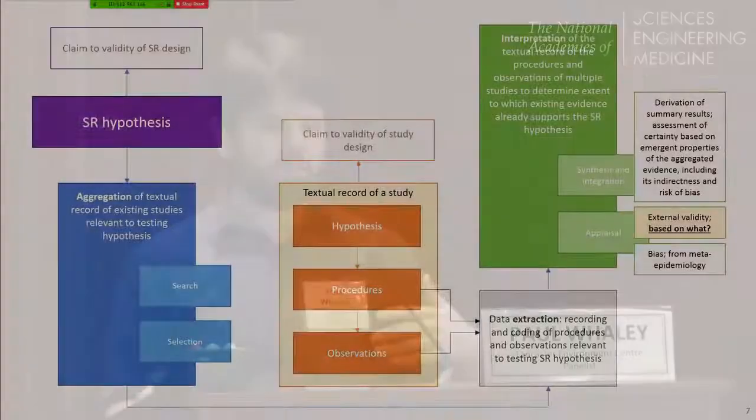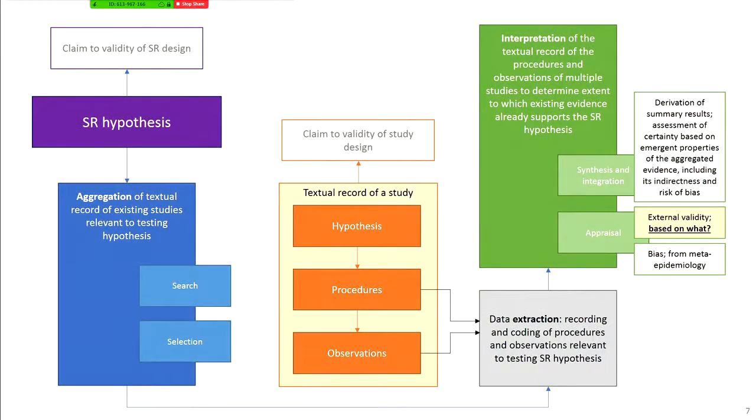It's a little bit of an abstract concept. I'm like an ex-philosopher of science and things, it kind of shows sometimes. So we have our systematic review hypothesis up over here. Then we do lots of work aggregating the textual record of existing studies which are relevant to testing that hypothesis through our search and selection strategy.